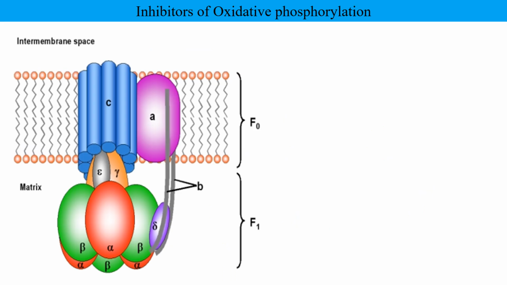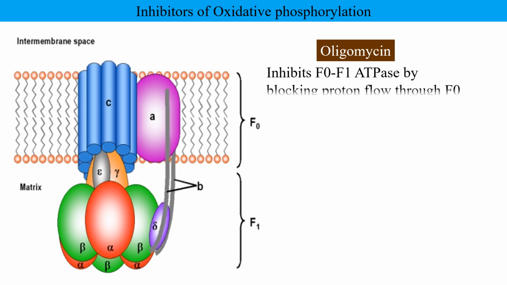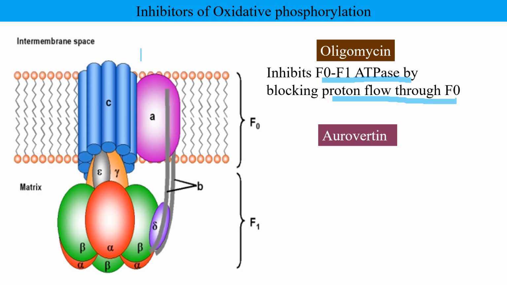Next are inhibitors of oxidative phosphorylation, that is oligomycin, which inhibits the F0F1 ATPase by blocking proton flow through F0. So if protons do not enter the matrix through F0, there is no synthesis of ATP by the ATP synthase.